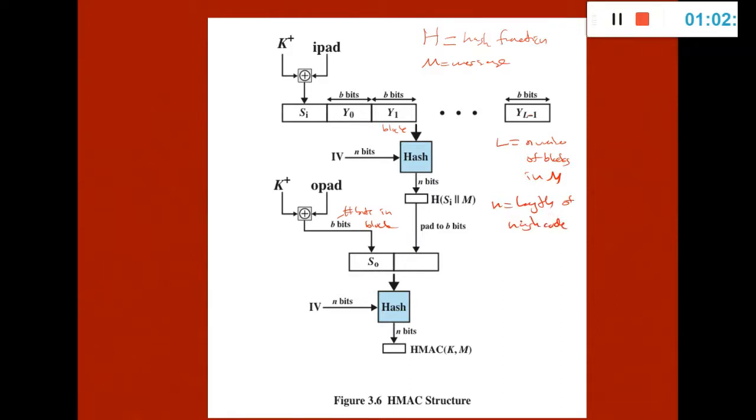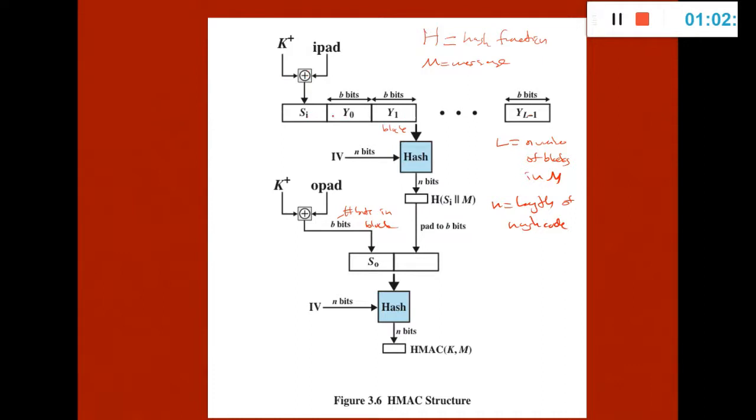You have ipad and opad as well. This is the ipad here, and this one is the opad. First, you take K plus, which is padded with zeros. You do an XOR operation with ipad, and then you have S_i, a string output of K plus XOR with the ipad.